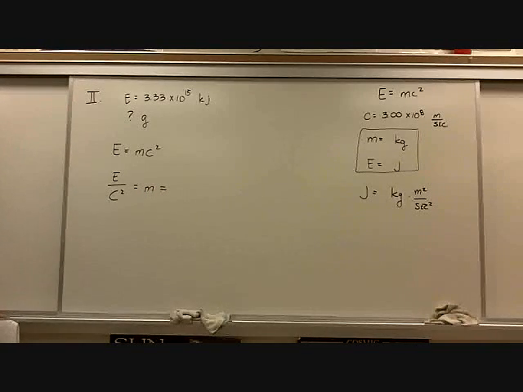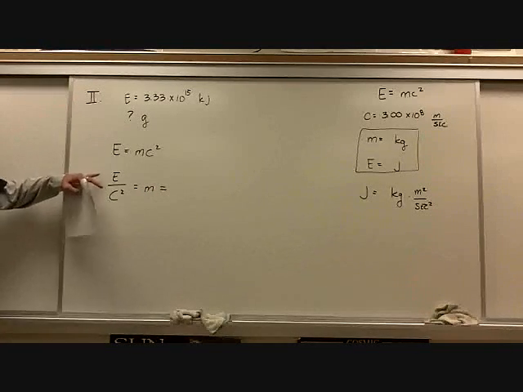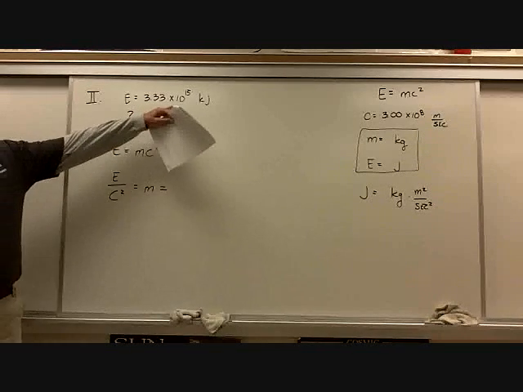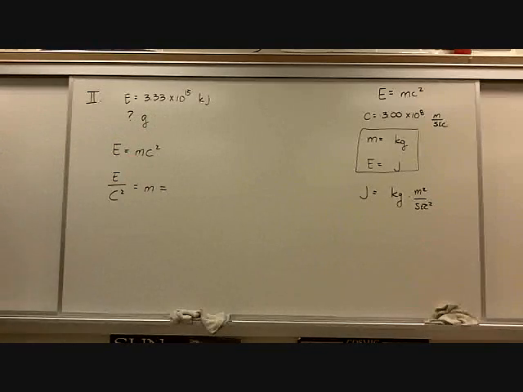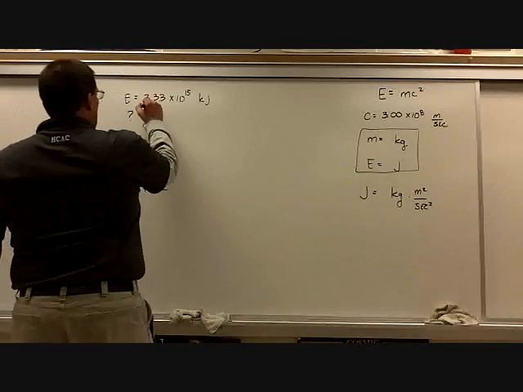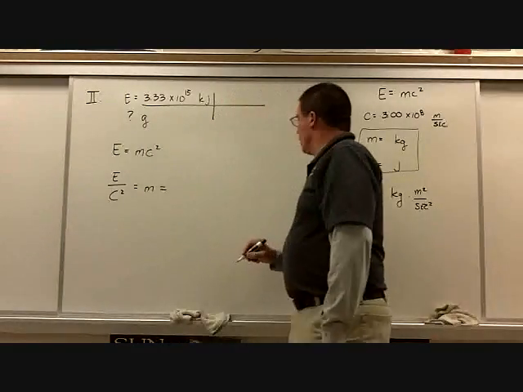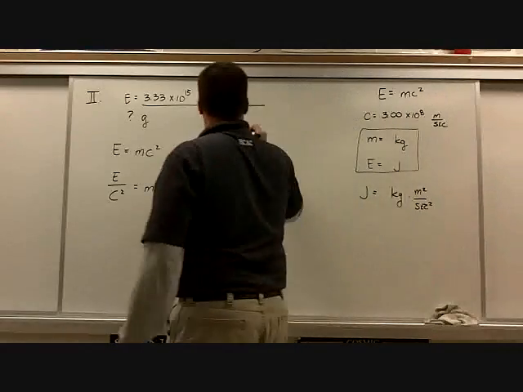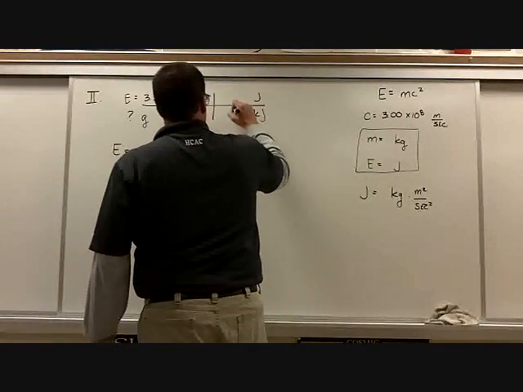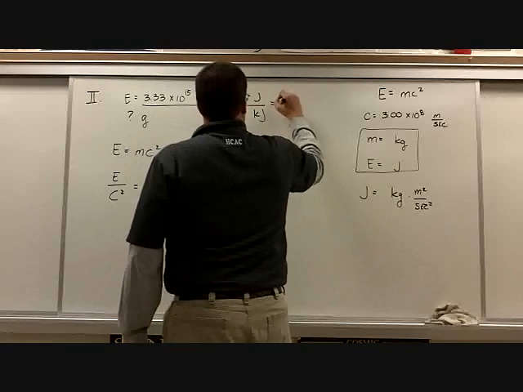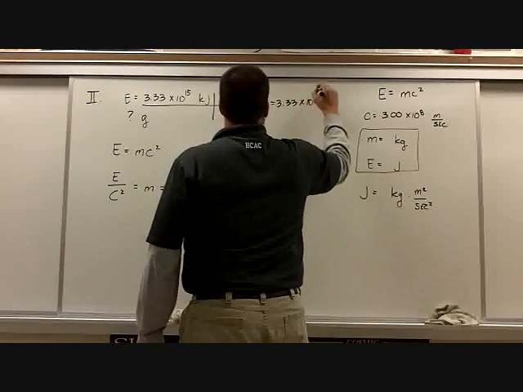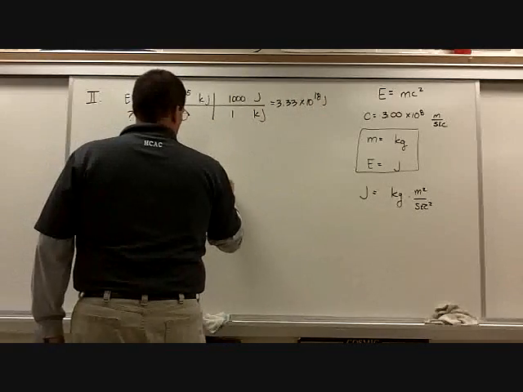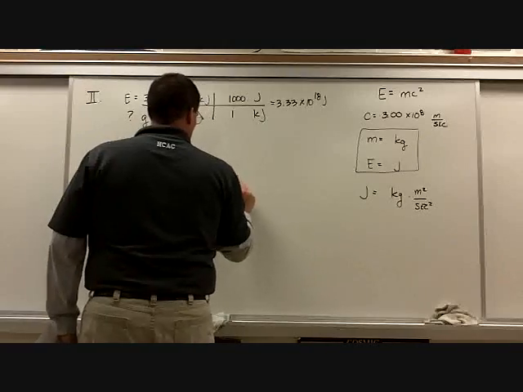Now, we have to do a couple things before we start plugging in our values for energy. Can anybody tell me what we need to do to this first? Joules. Very good. We need to change this to joules, because the conversion that we'll be using is this, so we can get our mass. If you're given kilojoules, you've got to go to joules. So now we have 3.33 times 10 to the 18 joules.